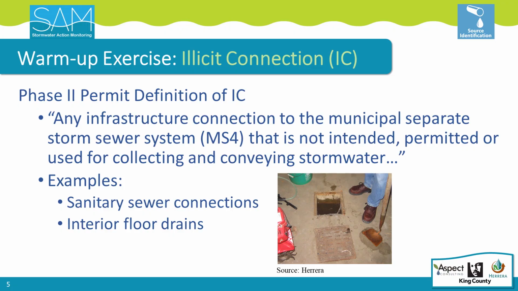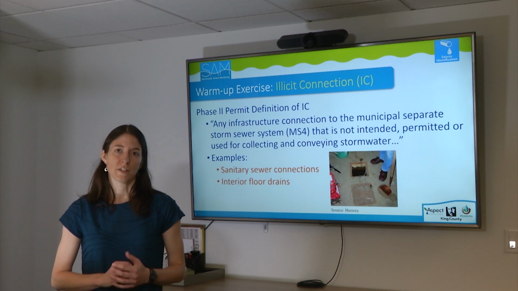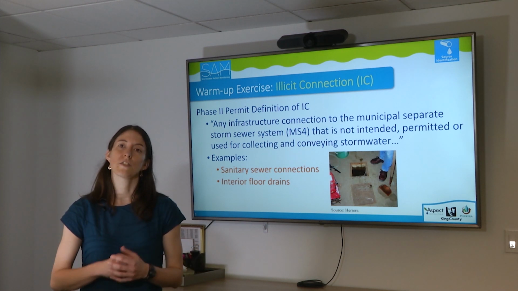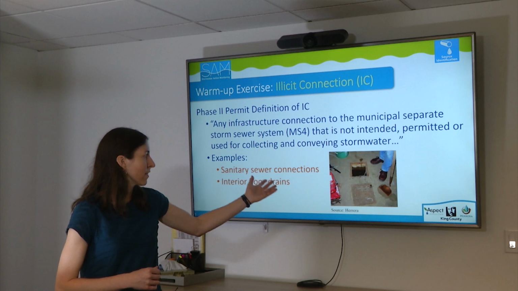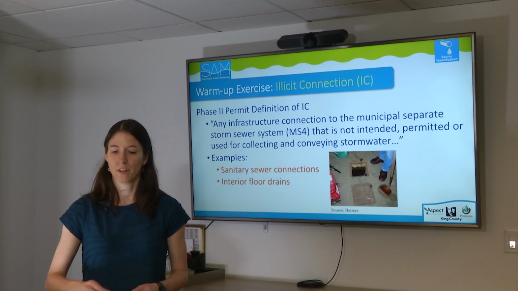Illicit connections are defined in the Phase 2 permit and also in the Phase 1 permit as any infrastructure connection to the Municipal Separate Storm Sewer System, or MS4, that is not intended, permitted, or used for collecting and conveying stormwater. You'll notice there's a few dots at the end there, and we'll be talking about what some conditionally allowable discharges are in a minute. But illicit connections include sanitary sewer connections that are connected to the storm system, and also things like interior floor drains that might be misconnected to the storm system as well.